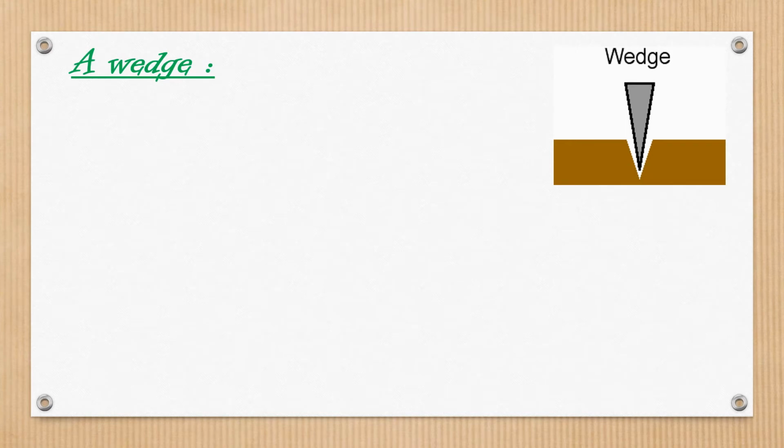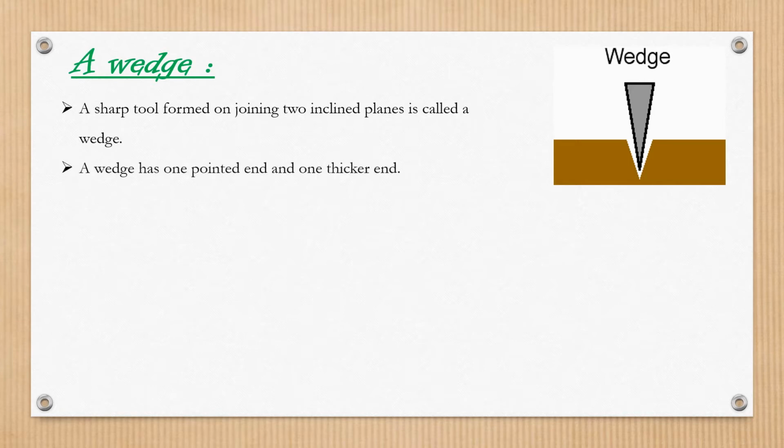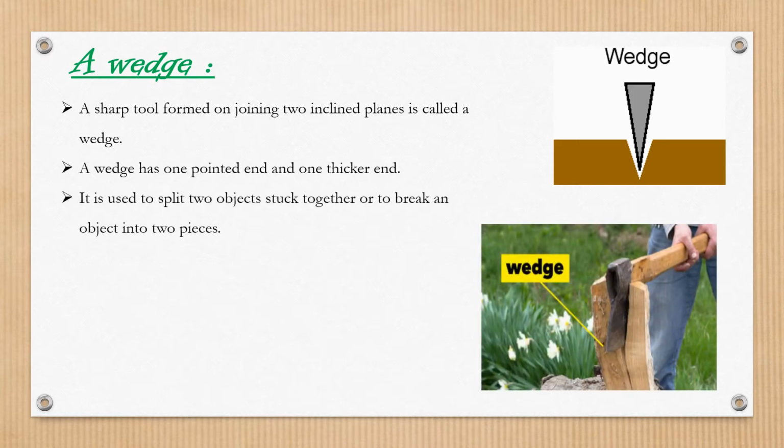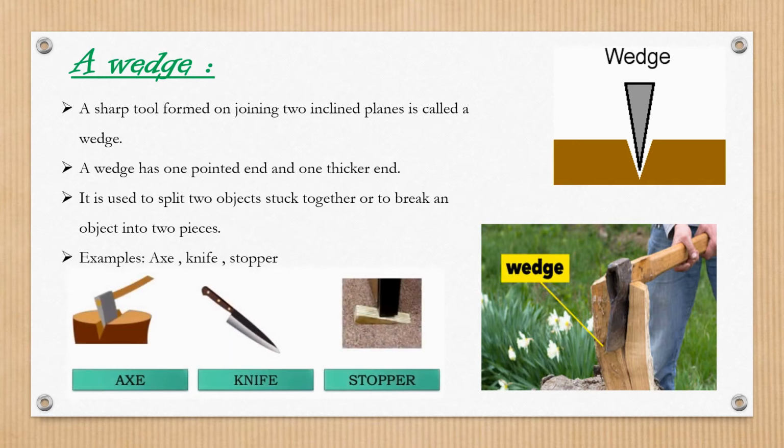Now the next simple machine is a wedge. A sharp tool formed on joining two inclined planes is called a wedge. A wedge has one pointed end and one thicker end. It is used to split two objects stuck together or to break an object into two pieces. For example, an axe, a knife, and a stopper are examples of a wedge.